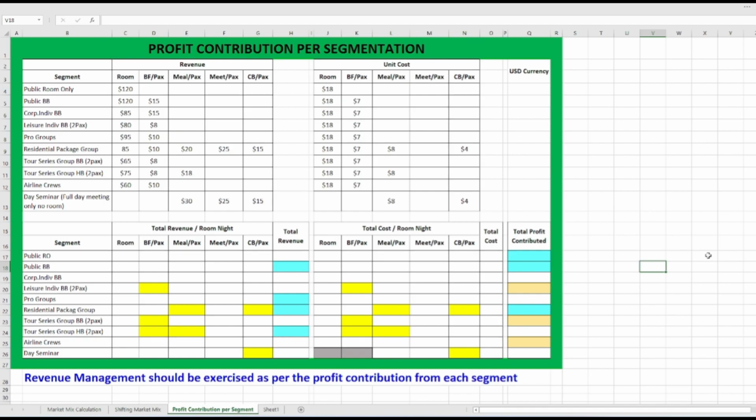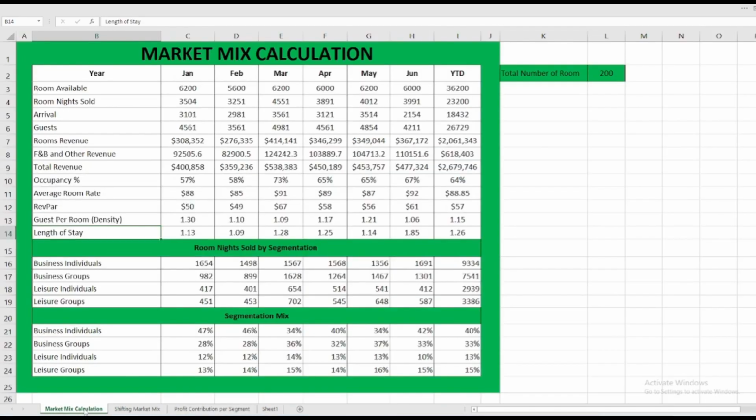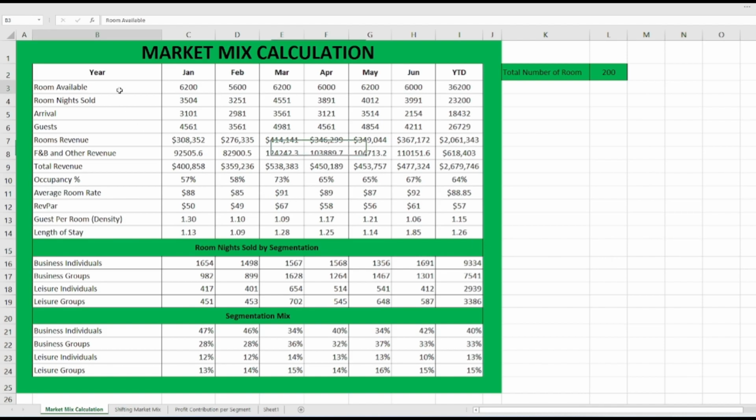As promised in the previous episodes 1 and 2, today I would like to start with episode 3 as the final. Before we start, I would like to remind you of the previous episode. In episode 2, we talked about market mix calculation. As you can see here, this is the standard report for a hotel sales and marketing department.